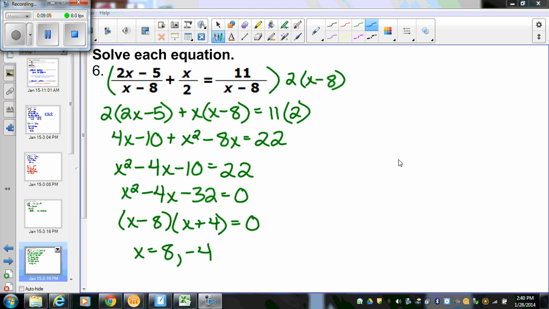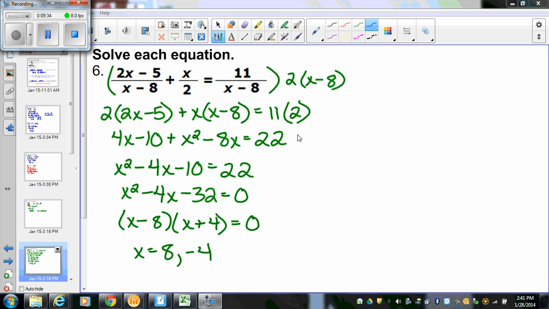Okay, so this one took a little bit more space to work out, but it still really wasn't all that difficult. Looking across all the denominators, your least common denominator would be 2 times x minus 8. So that means that in your first fraction, or rational expression, you would end up with 2 times 2x minus 5, plus the second rational expression would give us x times x minus 8, equals the third rational expression would give us 11 times 2.